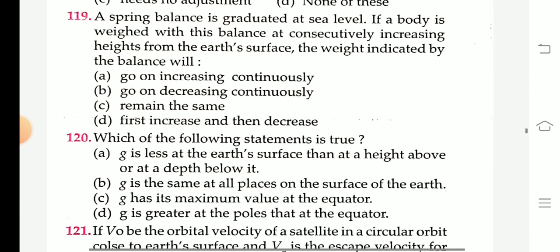A spring balance is graduated at sea level. If a body is weighed with this balance at consecutively increased heights from the Earth's surface, the weight indicated by the balance will go on decreasing continuously.